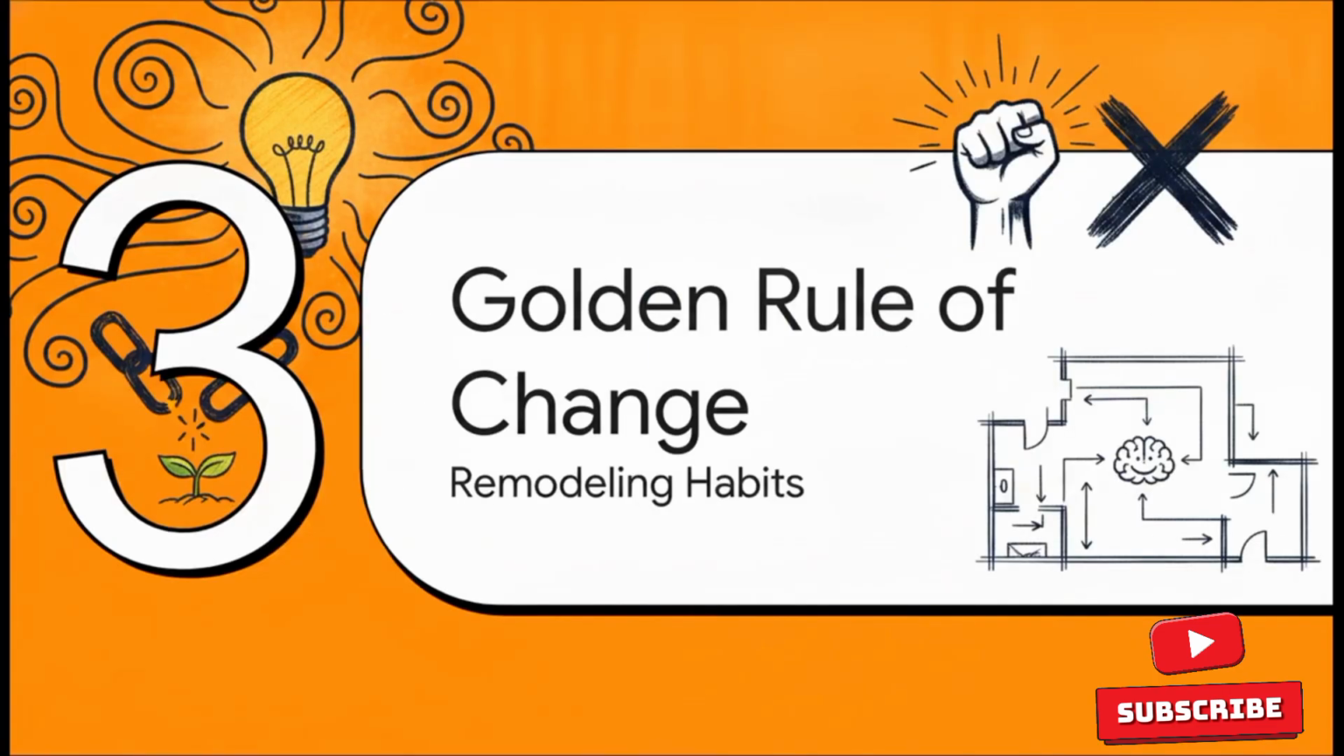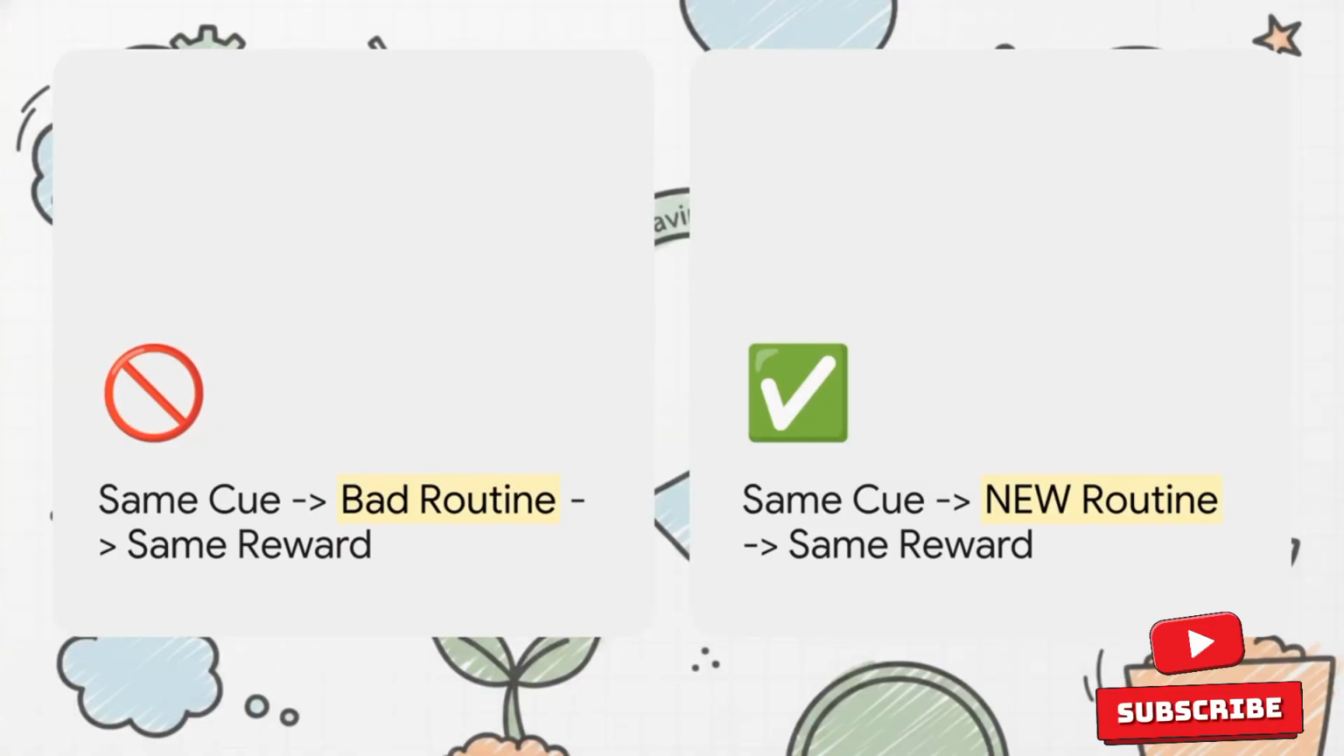All right, on to Section 3, the golden rule of change. Now, what's really interesting about this next part is that it introduces a massive paradigm shift. This is where we stop just diagnosing the problem and actually start fixing it. For years, people thought the only way to break a bad habit was just to stop doing it, just rely on sheer willpower to crush the routine.